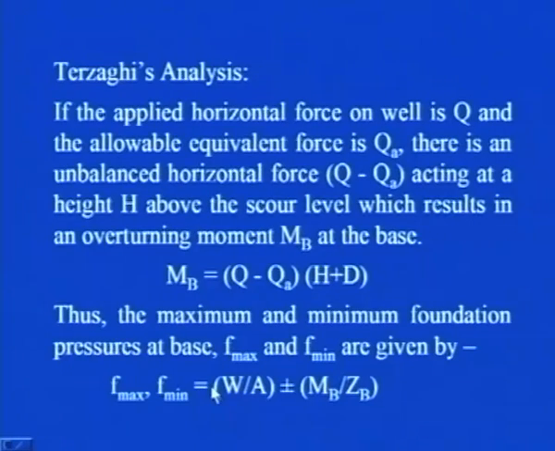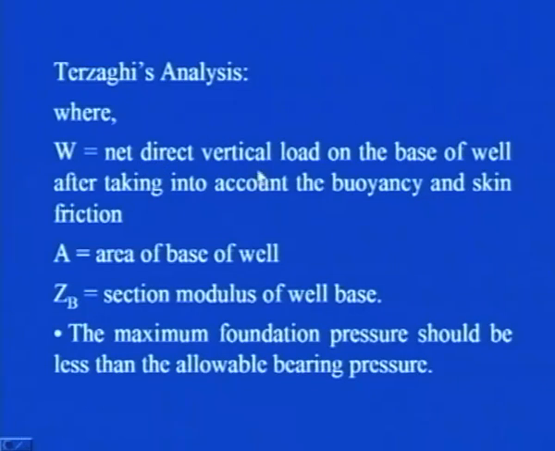So, in the last class I told you that these pressures should be within the permissible limit. That is why it is essential to know the magnitude of these stresses, the maximum and minimum ones. Here W is the net direct vertical load on the base of the well after taking into account the buoyancy and skin friction, and A is the area of the base of the well.